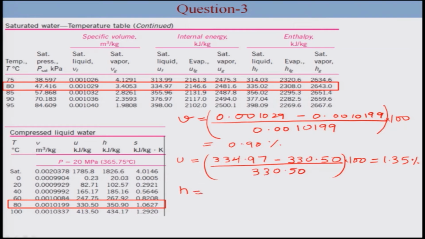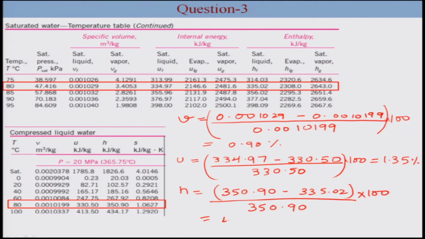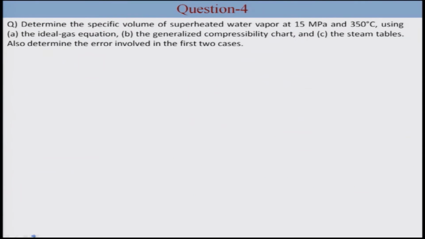For enthalpy, the value is 350.90 minus 335.02 divided by the value from the compressed liquid table, multiplying it by 100. So this gives an error of 4.53%. So the two tables have slightly different values, but the error involved is low. Moving to the next question.